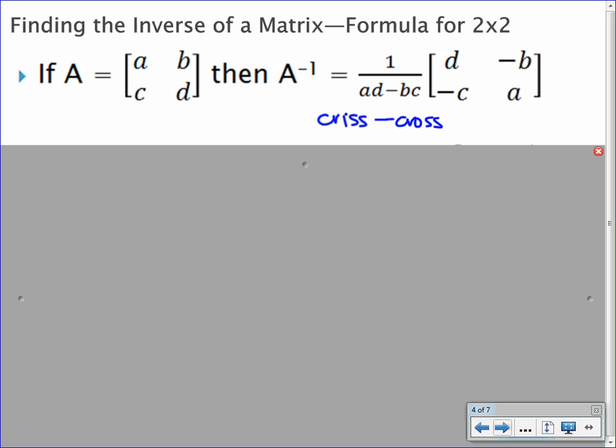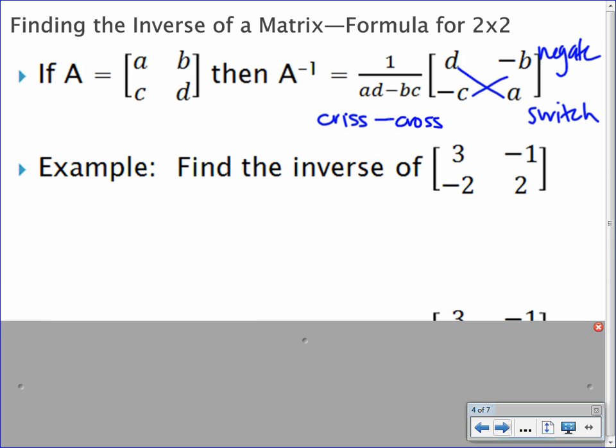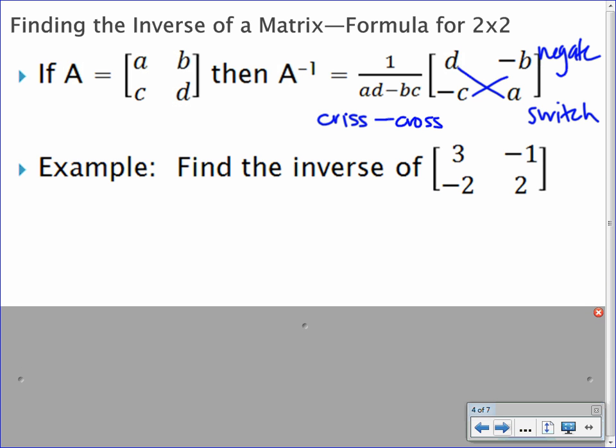So here we switch and negate. This is actually going to be a scalar that we will multiply through. So we're going to find the inverse of this matrix. So 1 over Chris minus cross.